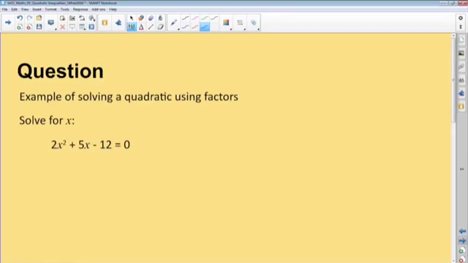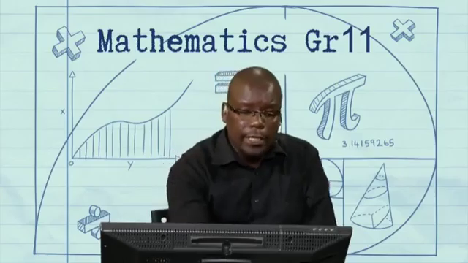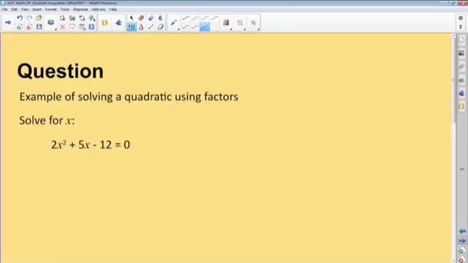For example, a quadratic equation can be solved by finding the factors. If you look here at this equation, you've got 2x squared plus 5x minus 12. How do you solve that? You'll have to factorize. You get 2x and then x.